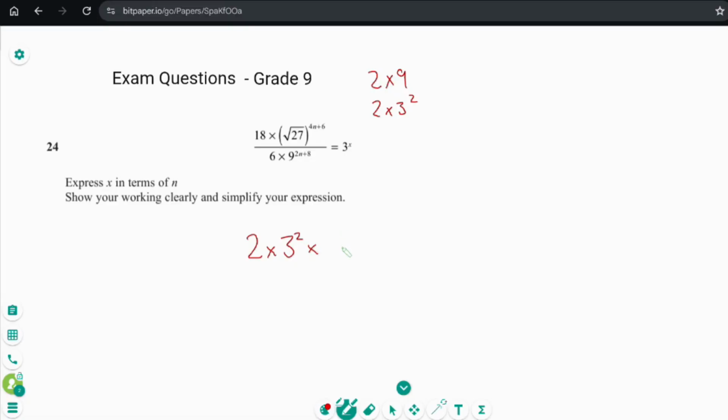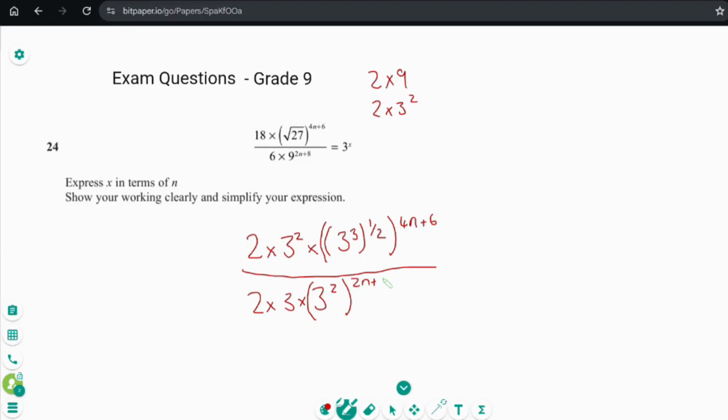27 is 3 cubed, and square root is power half, and that's all to the power of 4n plus 6. And it's all over 6, we can write as 2 times 3. 9 we can write as 3 squared, and then it's all to the power 2n plus 8, and it's equal to 3 to the power x. We just simplify. 2 divided by 2 is 1, they cancel. 3 squared divided by 3 would leave you with a 3 on the numerator.